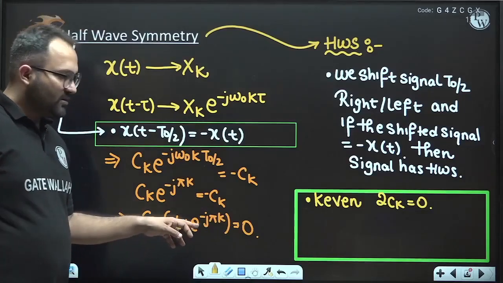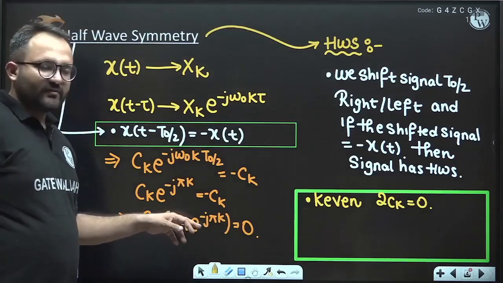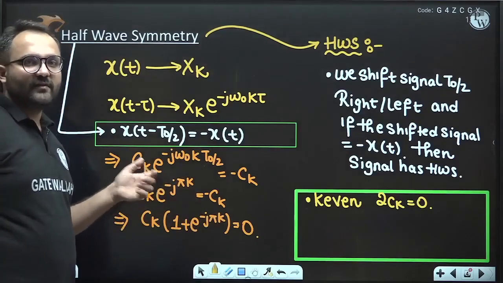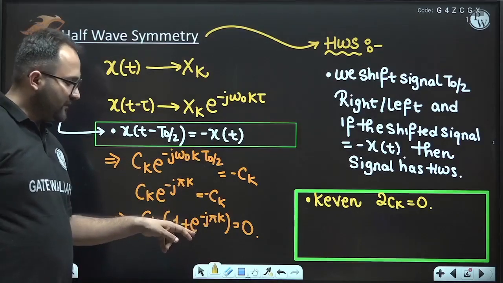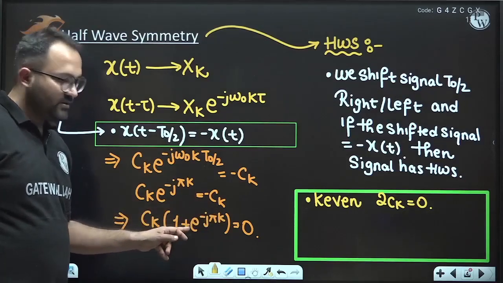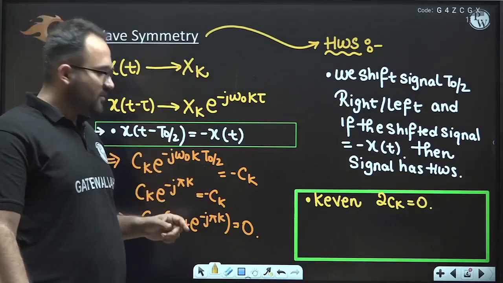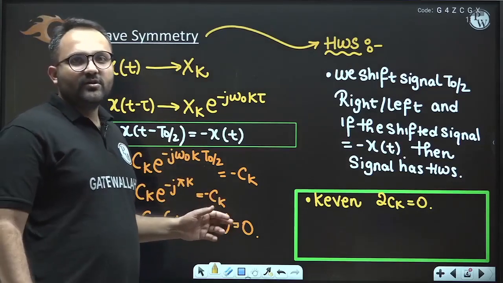But if we put k equal to odd, that is k equal to 1, 3, 5, 7 and so on, this term will become minus 1, since e to power j pi, e to power j 3 pi, e to power j 5 pi is minus 1. So 1 minus 1 becomes 0. So 0 equal to 0.